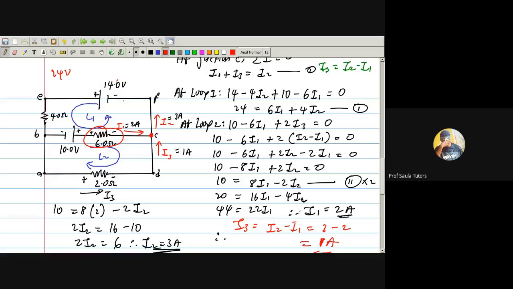24 volts. This is this plus this, 24 volts. How are those two in the same direction? If you observe, they are going negative to positive, negative to positive. It's the same. 24.